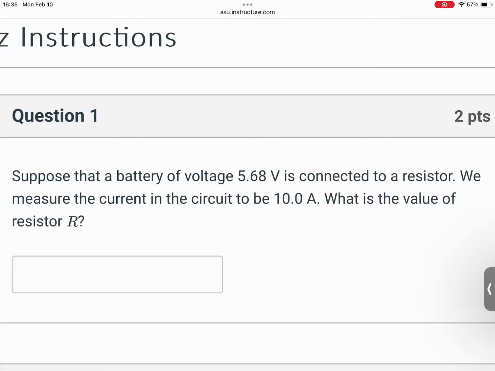Okay, tell me the answer in Google Form A. Please don't use a calculator. You could do this without a calculator. Divide by 10, baby.